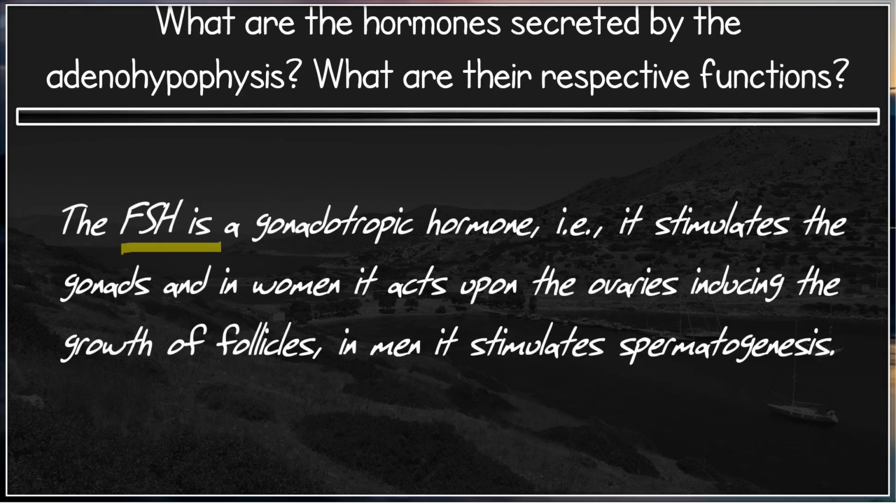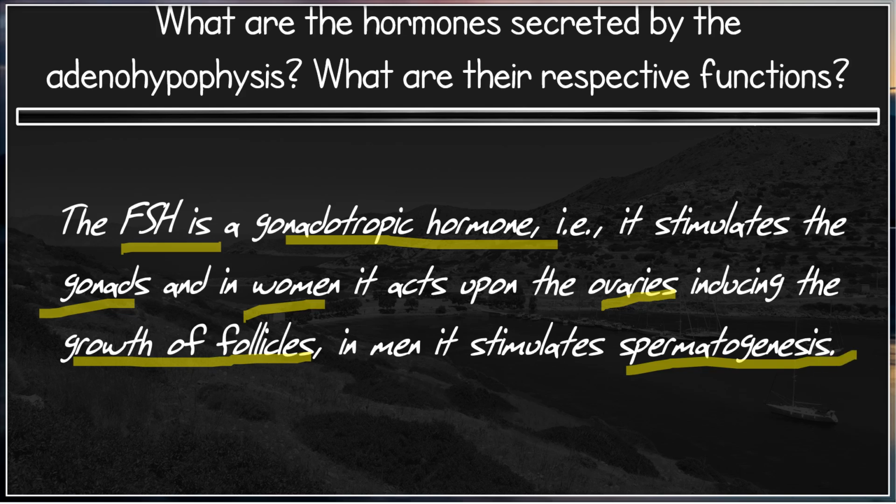Follicle-stimulating hormone is a gonadotrophic hormone. That is, it stimulates the gonads: in women it acts upon the ovaries, inducing the growth of the follicles, and in men it stimulates spermatogenesis.